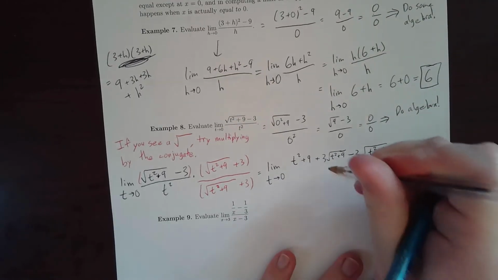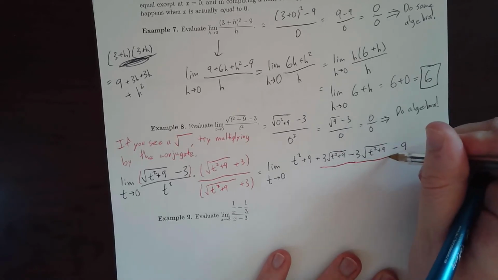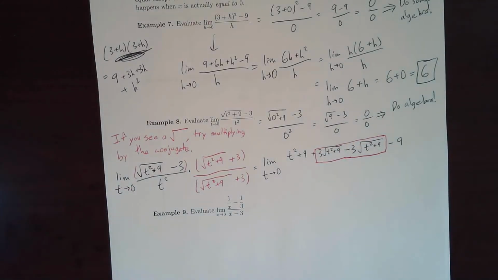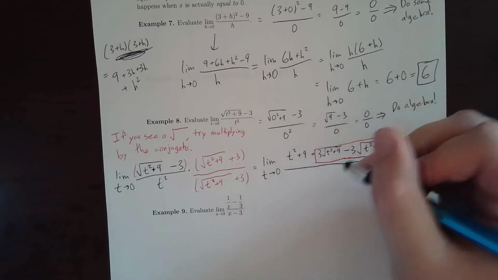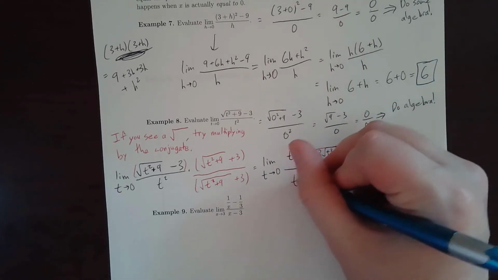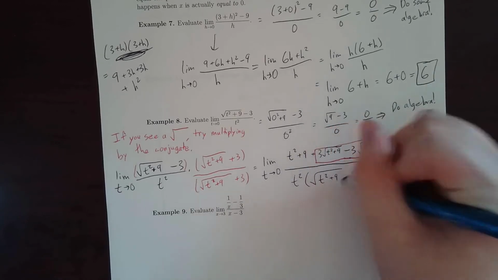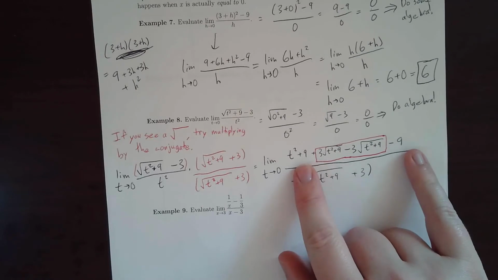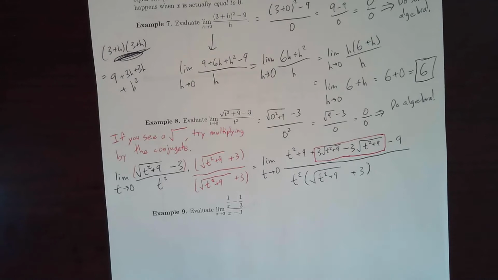And so these outer and inner terms, when we pick our conjugate to be this, are going to cancel out for us by doing this and picking the correct conjugate. And so this, of course, will then be divided by t squared times the square root of t squared plus 9 plus 3. And so when we do this, the 9's will cancel, 9 minus 9, and the 3 square root of t squared plus 9s will cancel.